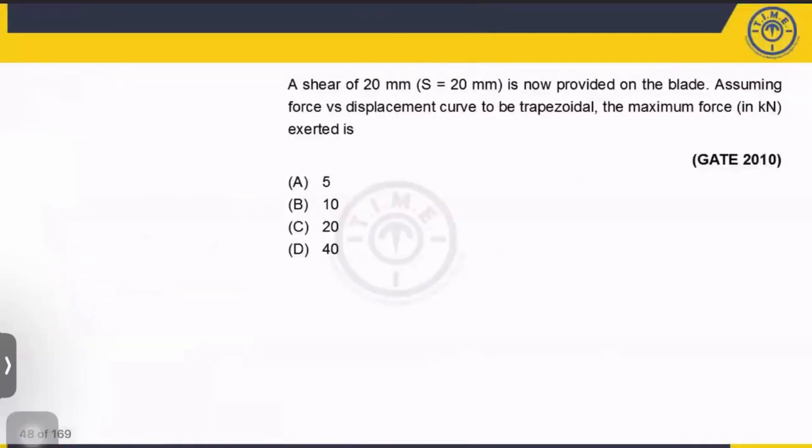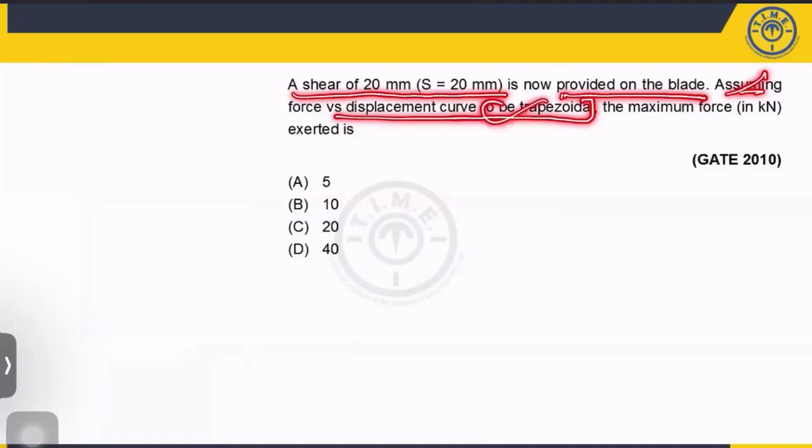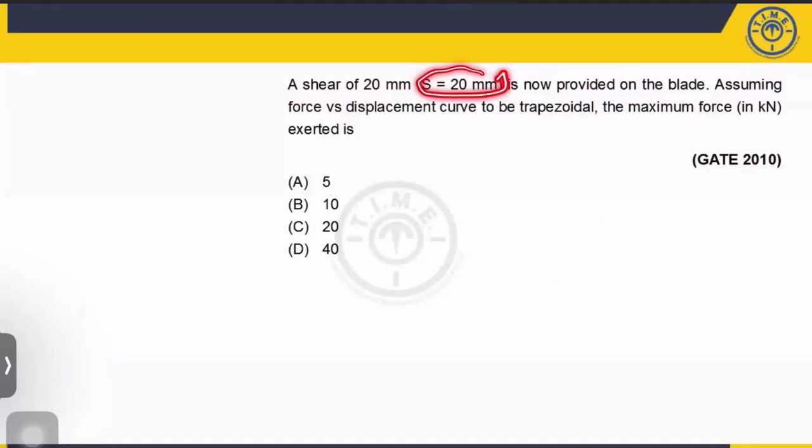Now the second question based on the given data is: when a shear of 20 mm is now provided on the blade, assuming the force and displacement curve to be trapezoidal. This is not required, even though they have given it. Because once the shear is provided, you know there will be a curve like this, and you have to use the formula in which the shear is given. Now the maximum force you have to calculate.